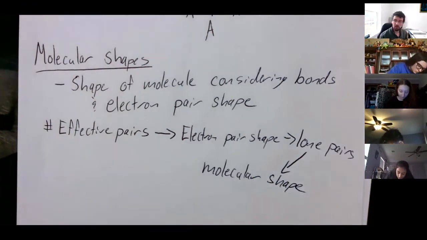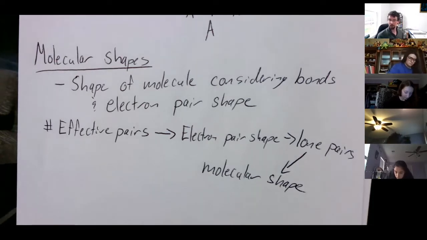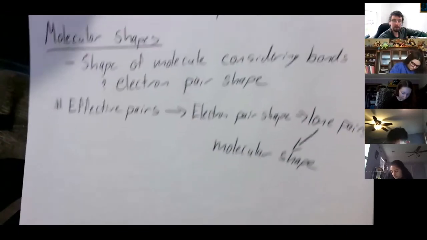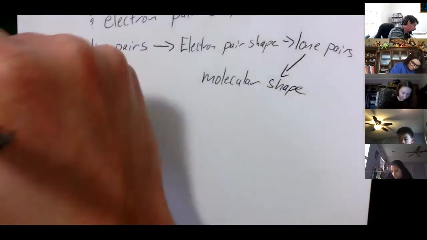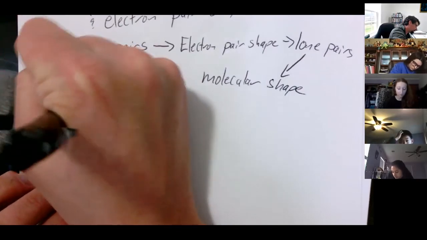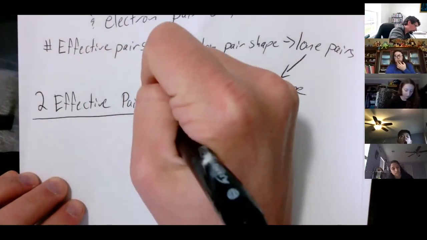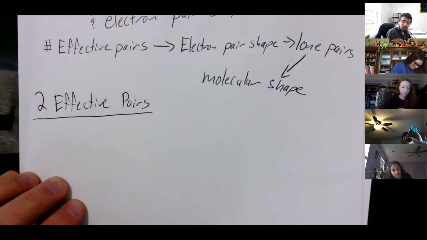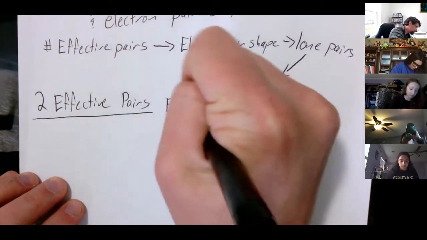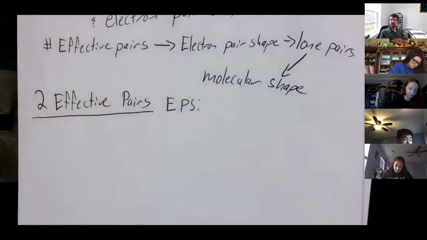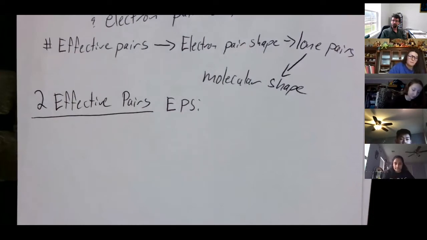Okay, so let's start with the simplest case, where we have two effective pairs around the central atom, and then we'll figure out what that molecular shape is. Okay? We've got two effective pairs. And we're going to shorten electron pair shape to EPS. If we have two effective pairs, what is the electron pair shape? Linear? Yep, it's linear.